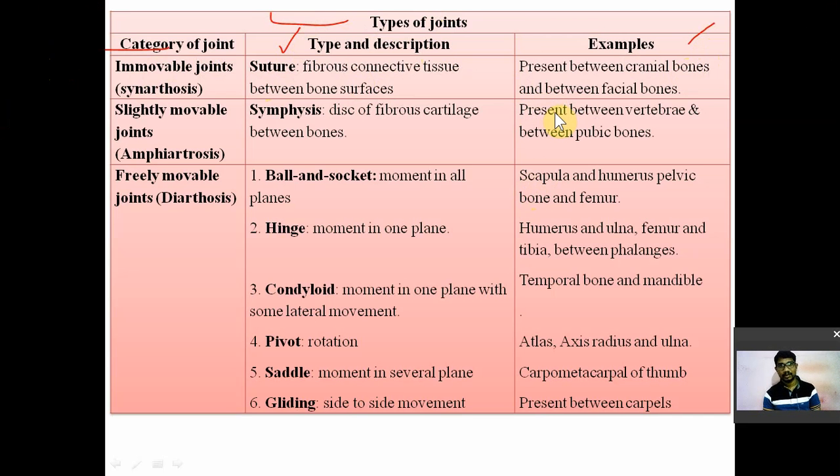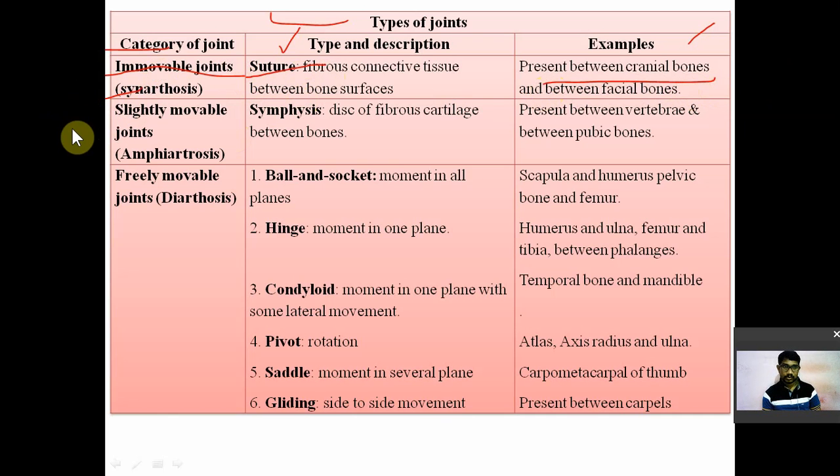So the first category is immovable joint. There is no movement in these joints. Immovable joints are also known as synarthrosis. Synarthrosis means immovable joint. For example, sutures, or joints present in the skull, that is an immobile type. They are present in the cranial bones and facial bones.